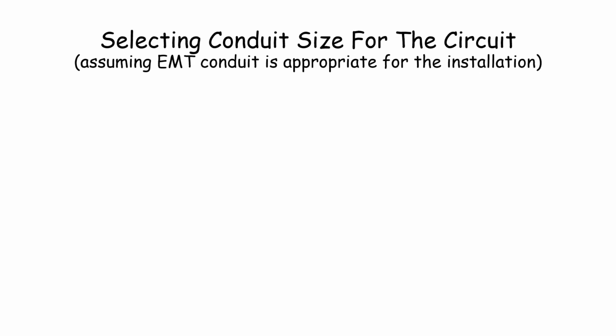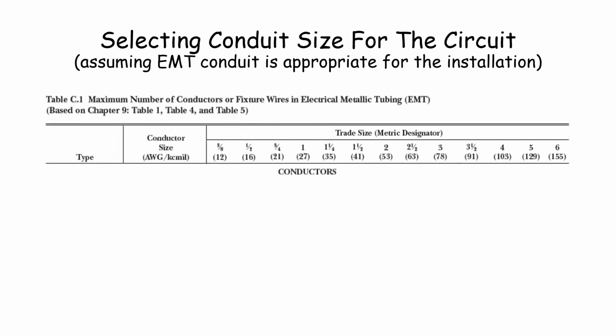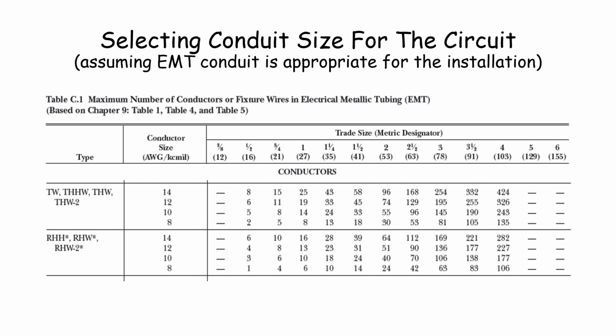And now we have to select also the conduit size for the circuit. So now let us assume an EMT conduit which is appropriate for the installation. Whether it is PVC or EMT, the same procedure for using this table. Now this is the table of the EMT conduit, and let us remember that our insulation selected is TW. And also we have three conductors. There are two number 8 and one number 10.